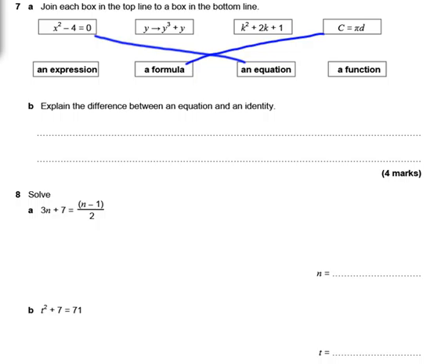An expression is just a collection of letters and numbers with pluses and minuses in the middle. So the expression is k squared plus 2k plus 1. And the function is the one that has an arrow, y maps to y cubed plus 1.